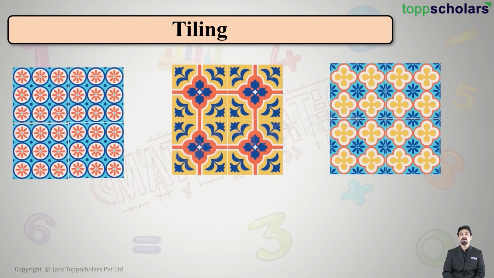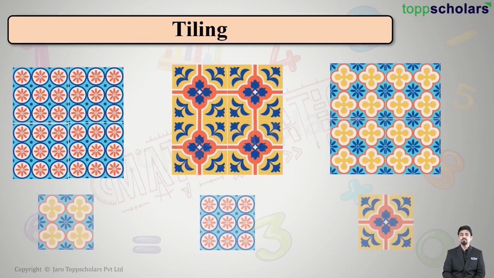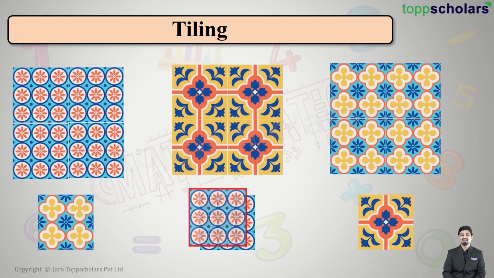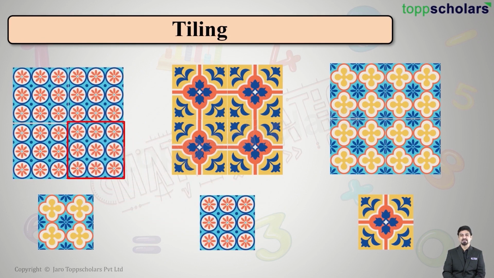Observe these three patterns of tiles. Observe these three tiles. Can you match the pattern with its respective tile? The first pattern is made by which tile from the bottom? The second tile makes the first pattern. For the second pattern, which tile matches? Look at the third tile on the right. That matches the second pattern.